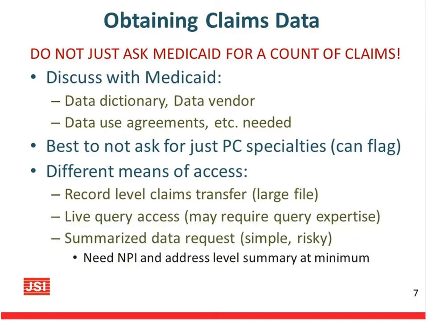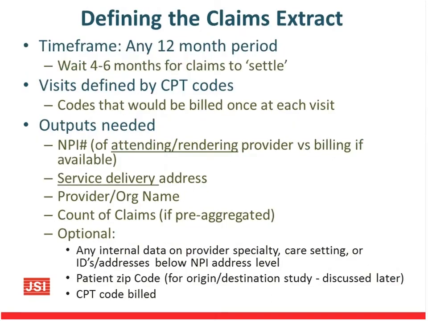Okay, so defining the claim extract. This is defining what you want from Medicaid. It has to be a 12-month time frame. So the whole concept of 5,000 or 4,000 visits is based on an annual time frame. It doesn't have to be a calendar year. It can be any 12-month period that you want.